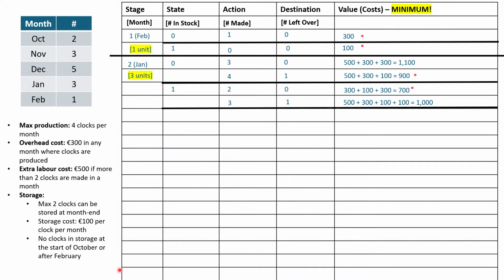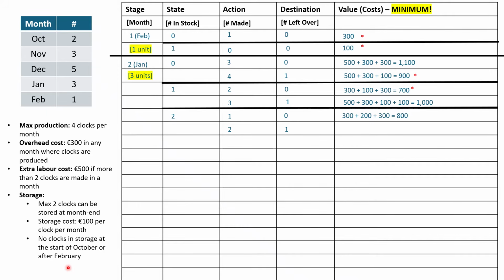Okay, I could have had more coming through from December. So imagine here I had 2 from December, and then the options are I could make 1, which would leave nothing left over, and that will give me 300 for overheads. My 200 is coming from the 2 we have in stock, so our storage, plus 0 at the end links to this line here, which is my 300, which is our 800.